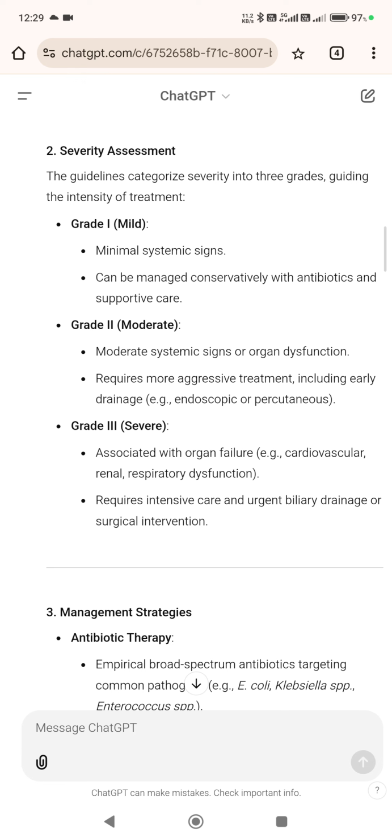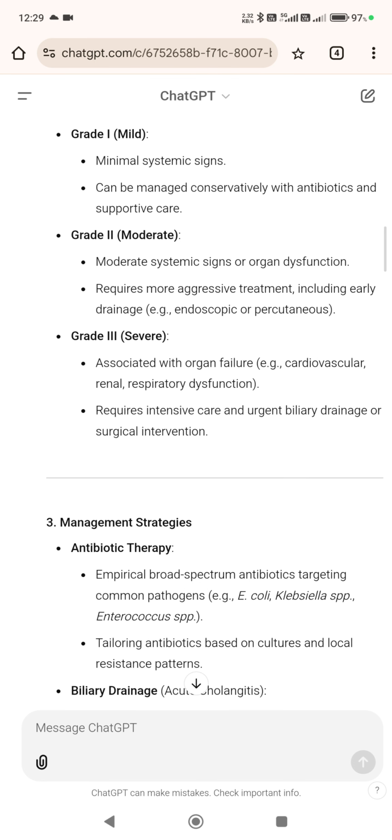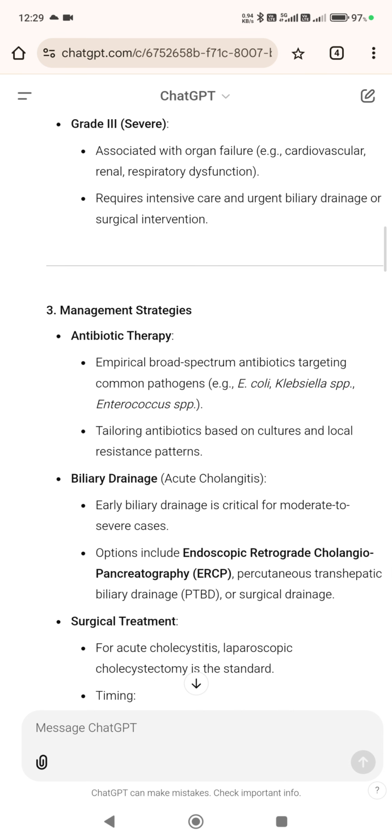3. Management strategies. Antibiotic therapy: empirical broad-spectrum antibiotics targeting common pathogens, e.g., E. coli, Klebsiella spp, Enterococcus spp. Tailoring antibiotics based on cultures and local resistance patterns.